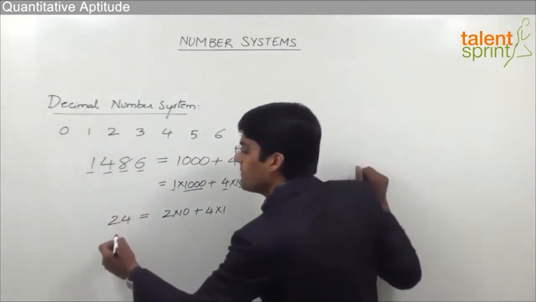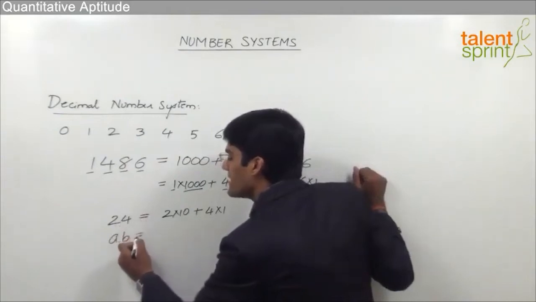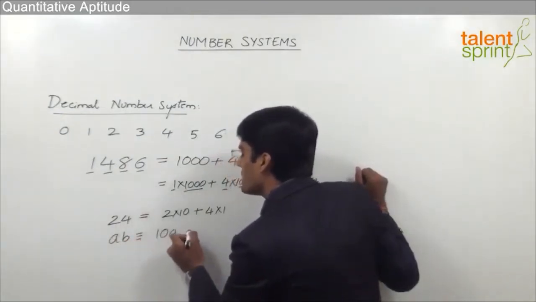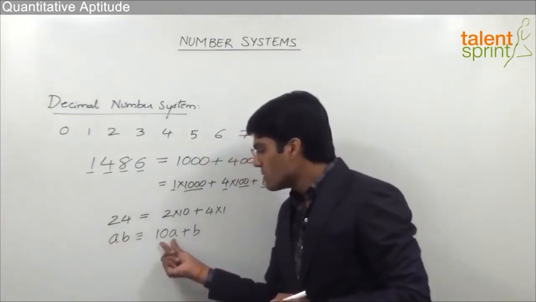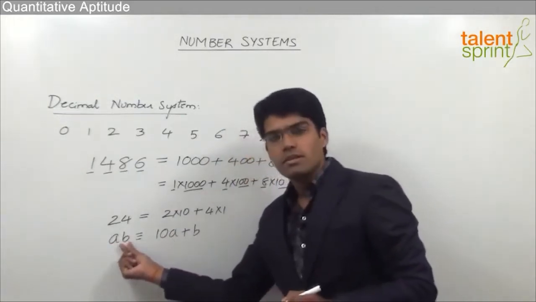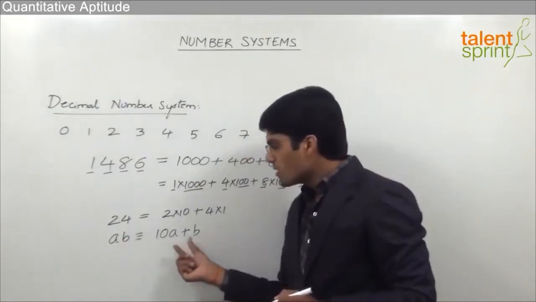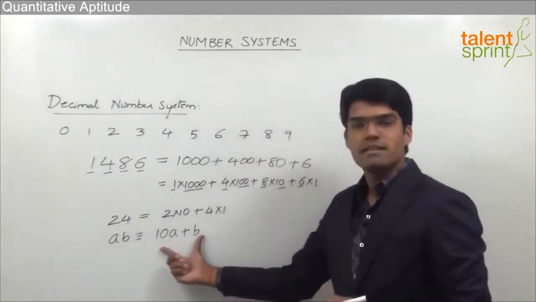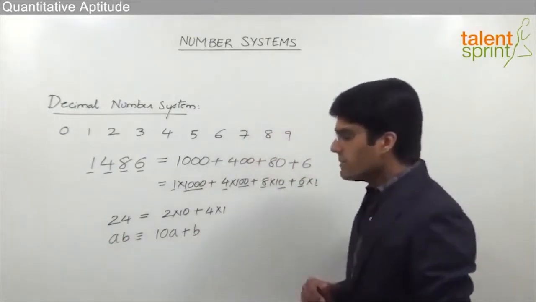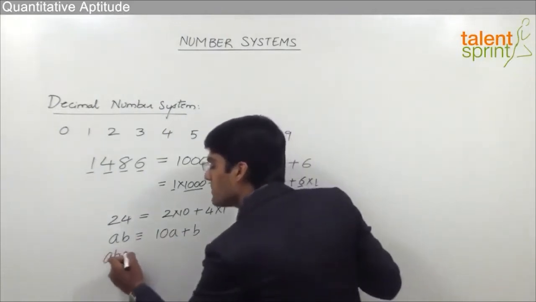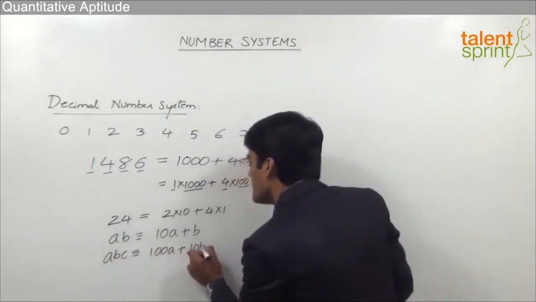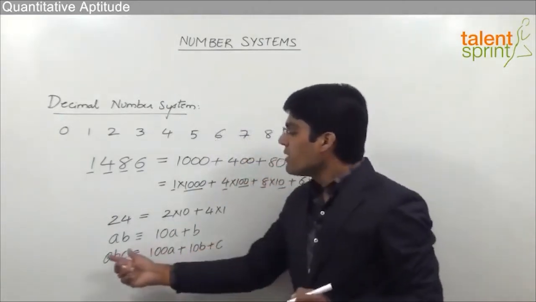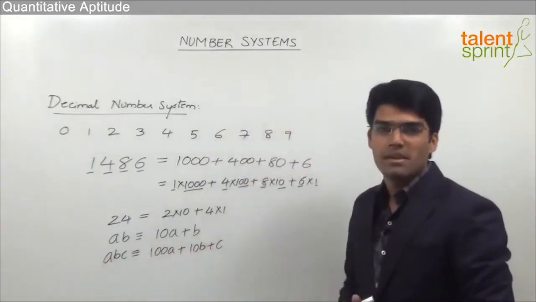So any two-digit number AB can always be represented as 10A plus B. Why? Because it is A in tens place, so it should be multiplied with 10, and B in its units place, so that is multiplied with 1. So a two-digit number AB should always be represented as 10A plus B. Similarly, a three-digit number ABC should be taken as 100A plus 10B plus C. So this is how we represent the numbers in case of decimal number system.